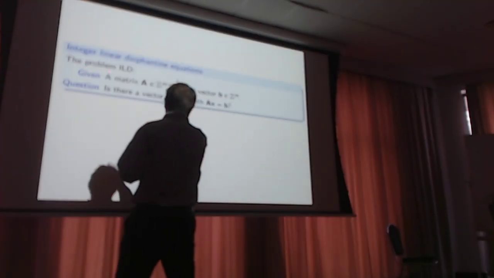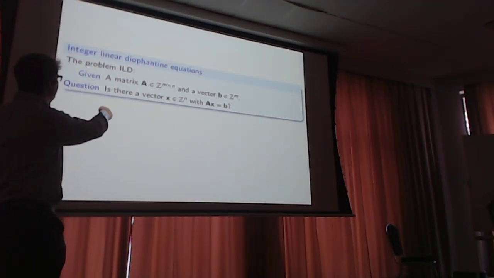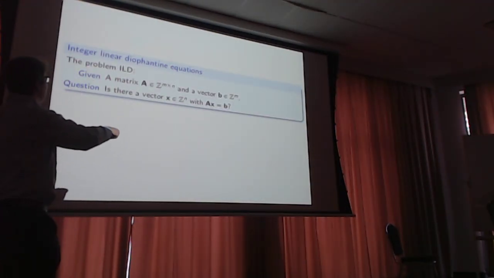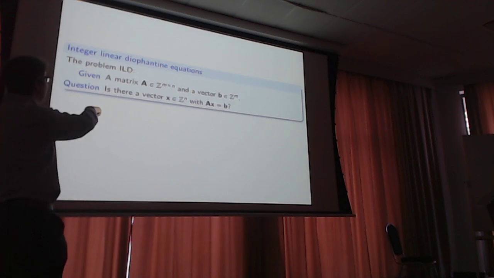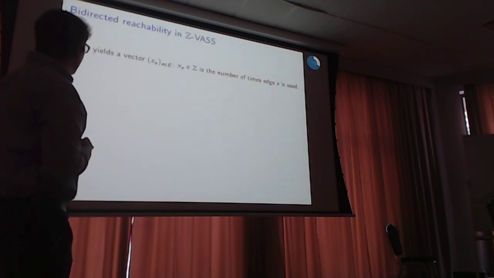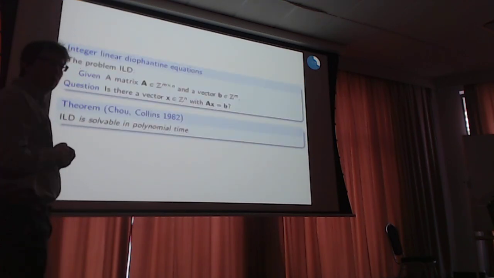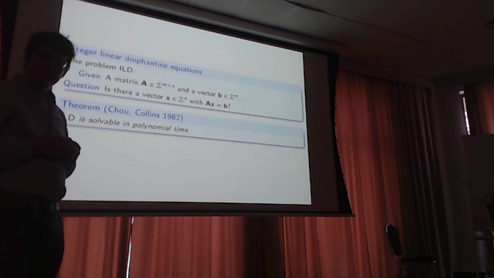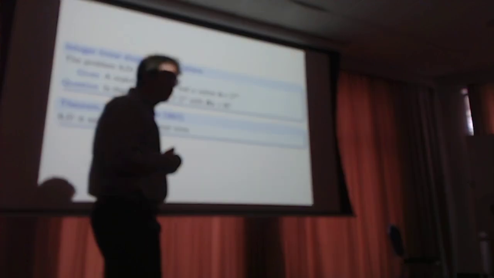As I said, we use the fact that the ILD problem, integer linear Diophantine equations, is solvable in polynomial time. You're given a matrix A and a vector b, and you want to know whether there is a vector x so that the equation holds. That's what we're using. Sorry, Georg, coming to this P-time result, why is this in P time? Is it some deep result? It's not so easy to see.